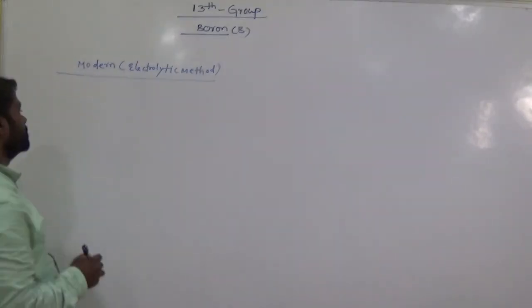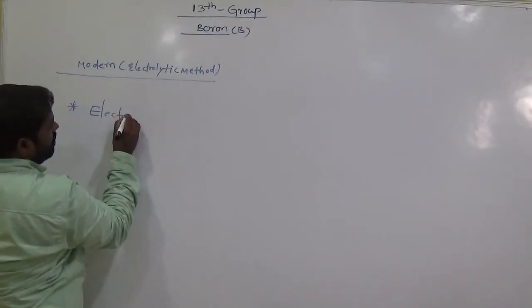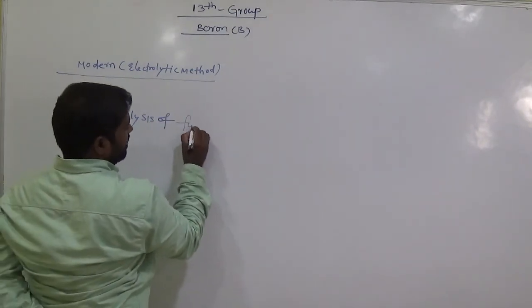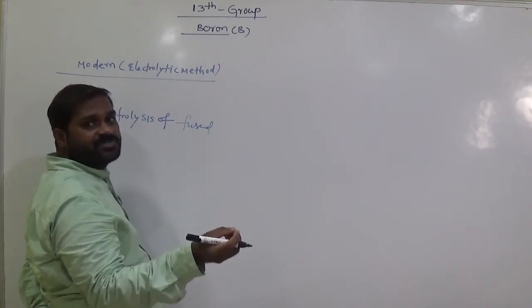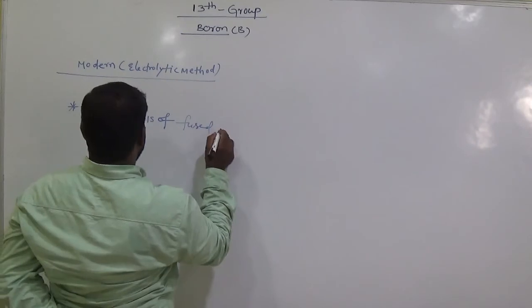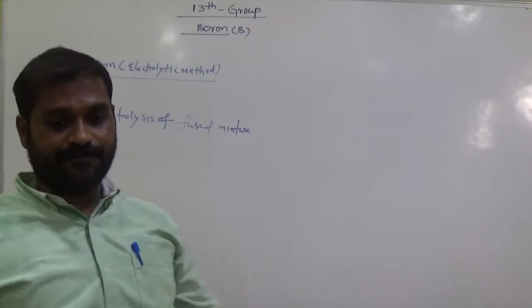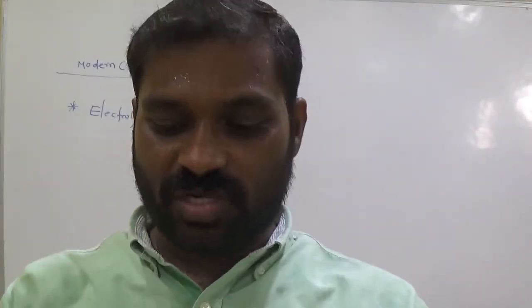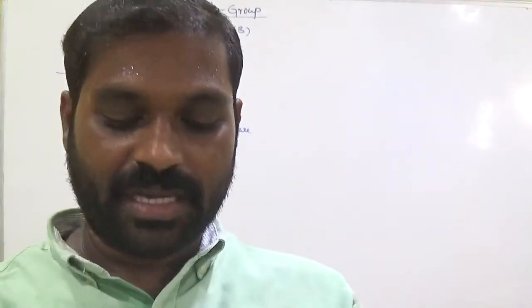Okay, so here, electrolysis of fused mixture. Fused means melting, semi-solid, like a mix of liquid and solid; that is called a fused mixture. So electrolysis of a fused mixture. Fused means it is in a semi-solid state. Are you following or not? These are theoretical concepts. Okay, have to prepare as it is.